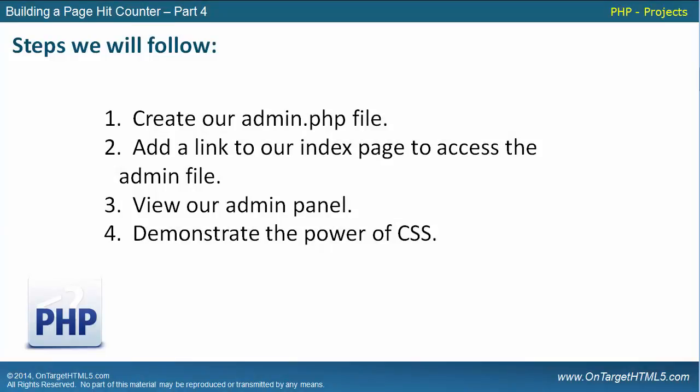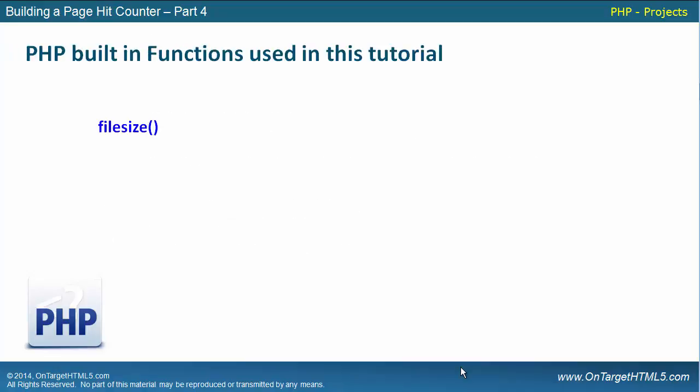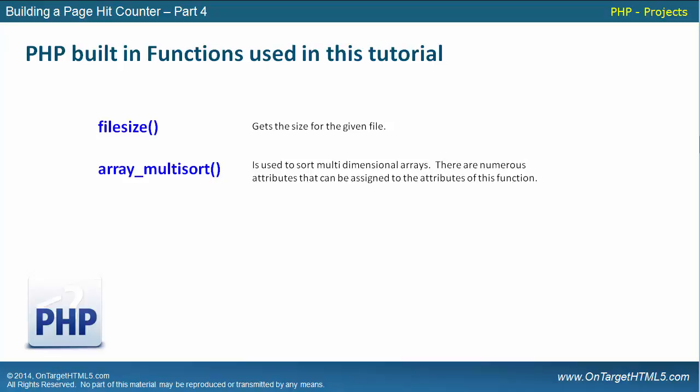All right, we've added that admin.php file into our scripts directory. Let's talk a little bit about those 3 new functions or built-in functions that we used as we were entering that code. The first one you'll notice that we used was file size. And file size gets the size for the given file that you have as an attribute inside its quotation marks. The next one we used was array multisort, and it's used to sort multidimensional arrays.